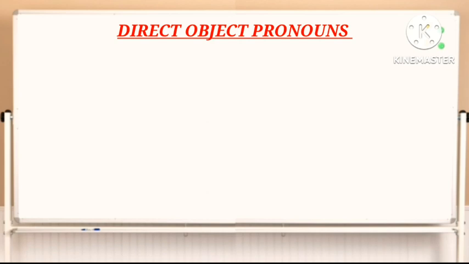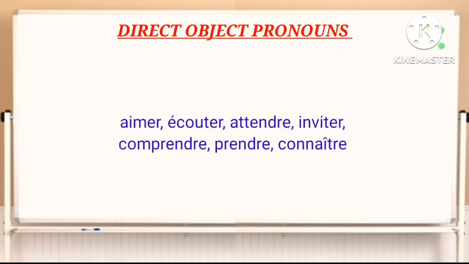The following verbs take direct object pronouns: aimer, écouter, attendre, inviter, comprendre, prendre, and connaître. There are many others that you can also look for.